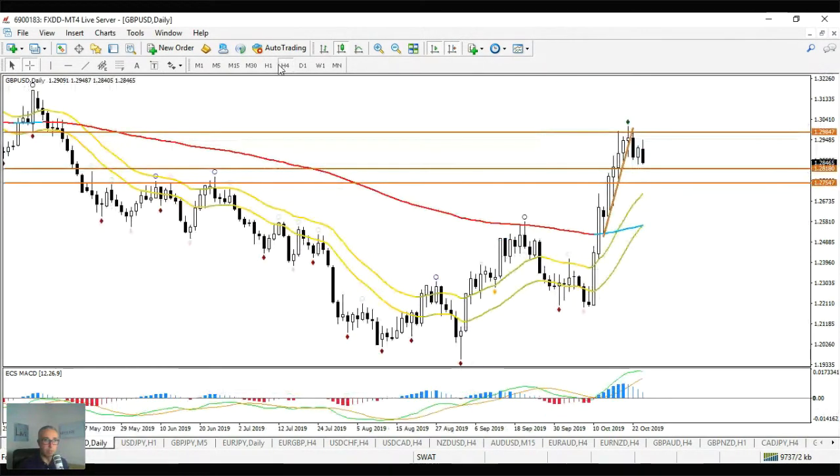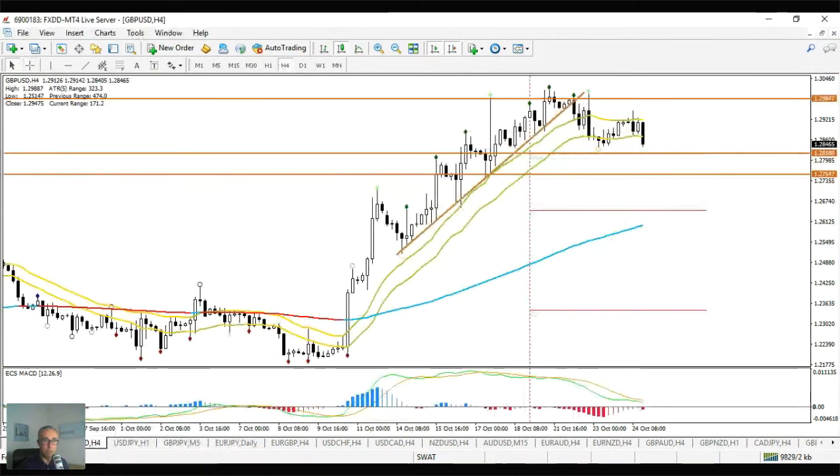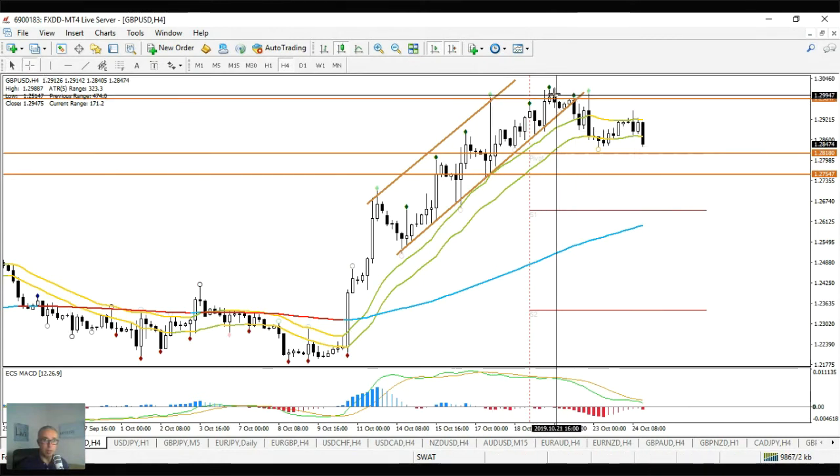Pound dollar is not really interesting price action on the pound for very long, but now it broke this channel going sideways in a range, made a head and shoulders pattern, left shoulder, head, right shoulder.